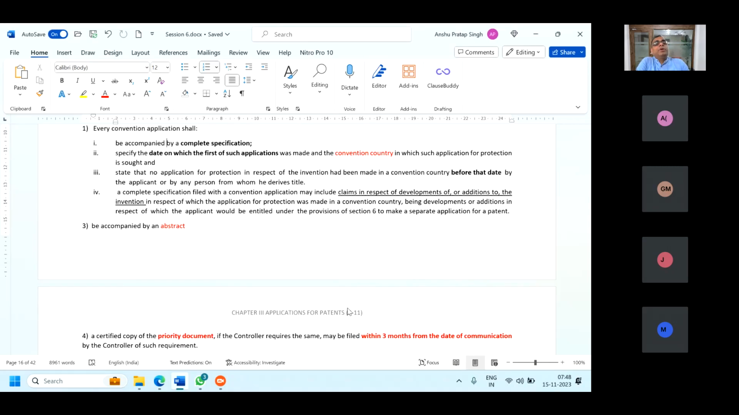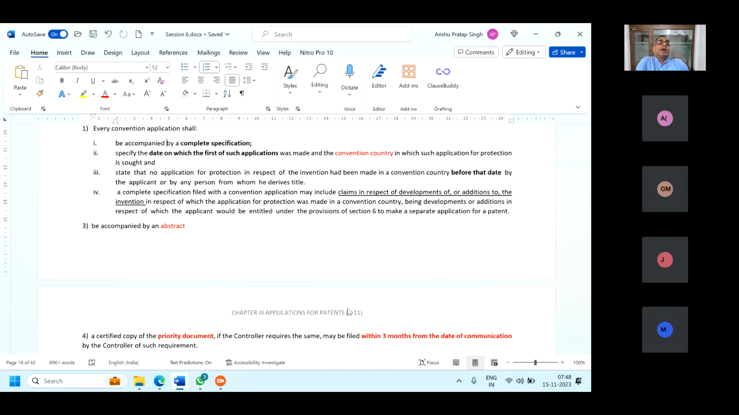You also have to give a statement that you have no application for protection in respect of the invention. So you have to tell that no other application is pending, that there is no other existing base application with an earlier date than what you are claiming here. So no application for protection in respect of the invention has been made in a convention country before that date by the applicant or by any person from whom he derives the title.